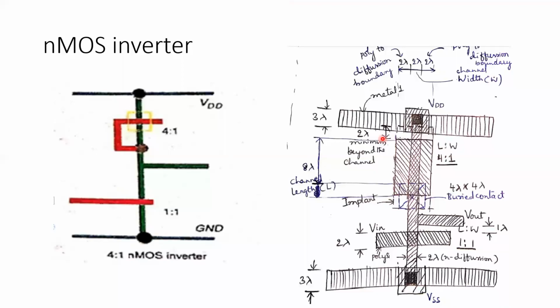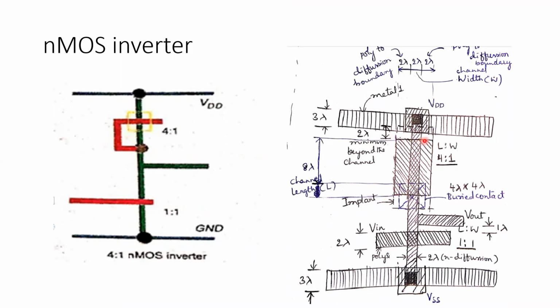Yes, the minimum separation between the transistor channel and the implant should be 2 lambda. Again, these are all the rules which we have adopted while constructing the layout for the corresponding stick diagram of the NMOS inverter. And you can see on top we have a polysilicon to diffusion boundary which should be of 2 lambda. That is, from here to here it should be 2 lambda.